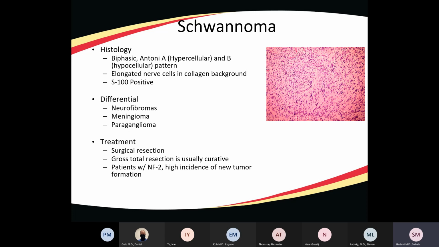Surgical resection is usually the treatment here because of the amount of neurologic compression that these tumors can have. A gross total resection is usually curative for this, and the recurrence rate is relatively low unless the patient has neurofibromatosis type 2, which has a high incidence of regrowth of that nerve tumor tissue.